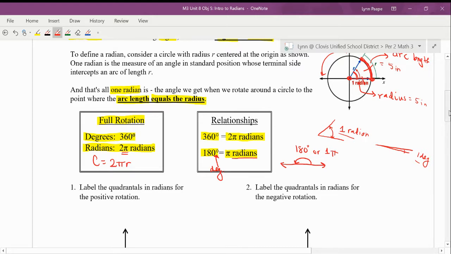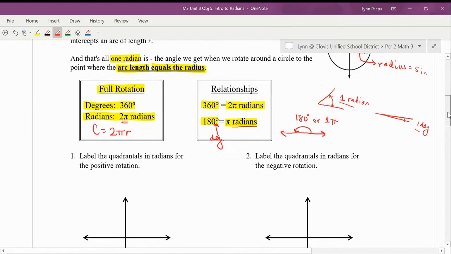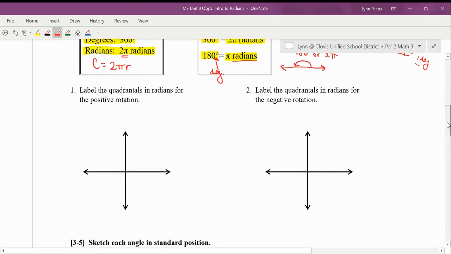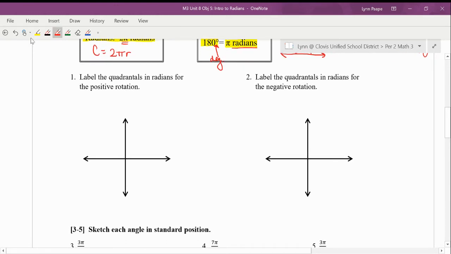All right, so let's go ahead and label our quadrantals in radians, just like we did with degrees from the first objective that we did in this unit. When we are going in a positive rotation, remember that we're always starting at the x-axis. So here's our x-axis.